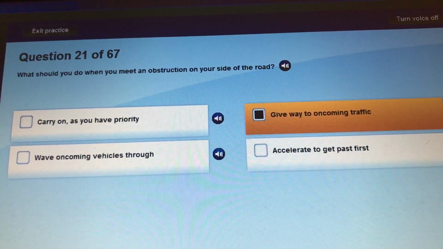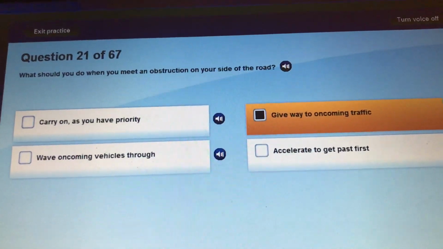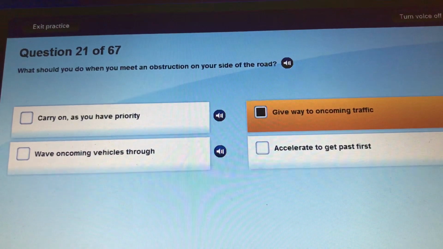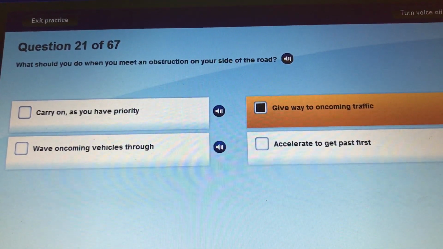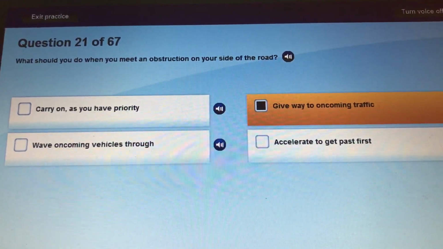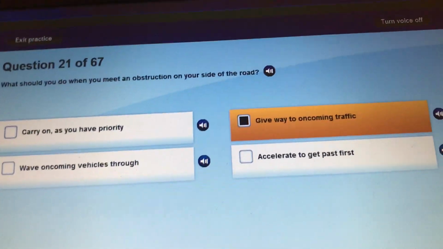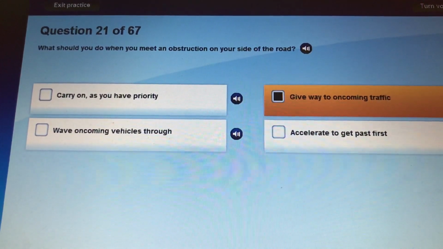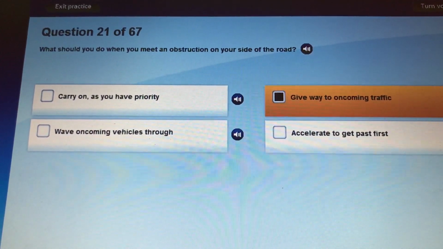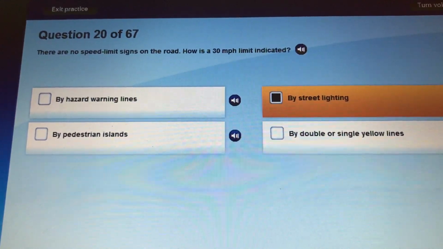What should you do when you meet an obstruction on your side of the road? If your side of the road is blocked, you can use the right lane to overtake that obstruction, but remember, the right lane is not your lane. Oncoming traffic is approaching. You have to give way to oncoming traffic.